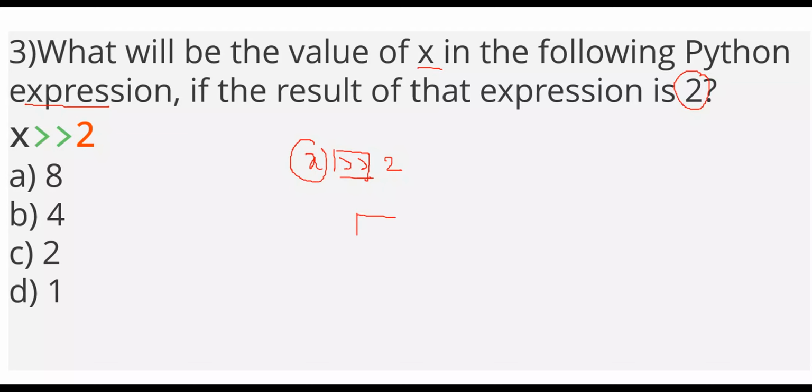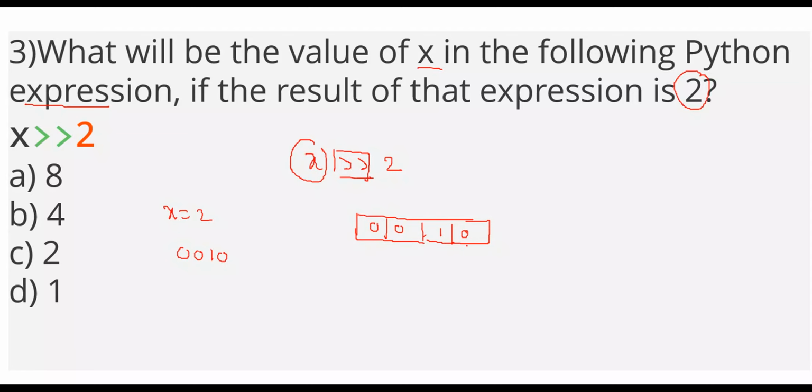So what is the binary value of x? Here x is equal to 2. 2 means 0 0 1 0 in the binary form. Now you have to move 2 bits to the right side.